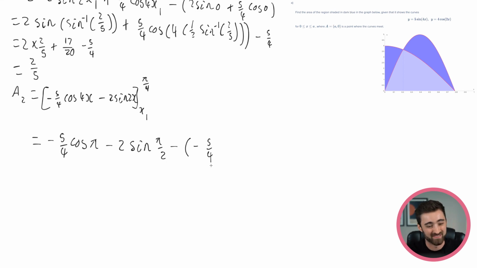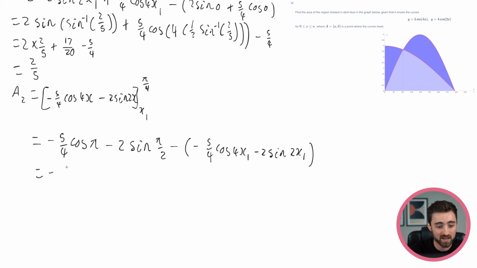Just be really careful with your minus signs here. Cos of 4x1 minus 2 sine of 2x1. Whew, okay, these I think we worked out in the last part, so we can work out what that will be. So let's get these sorted first.